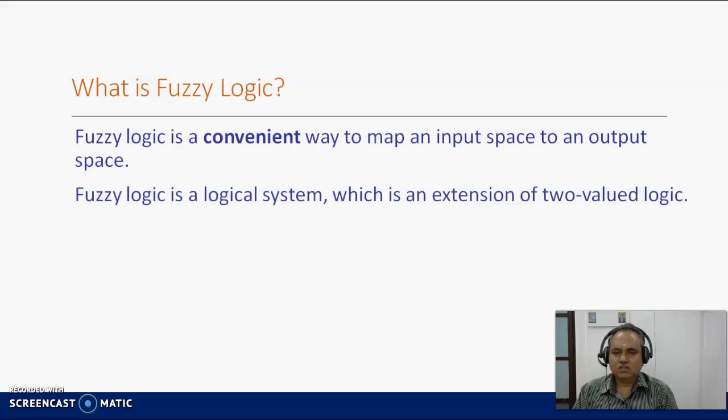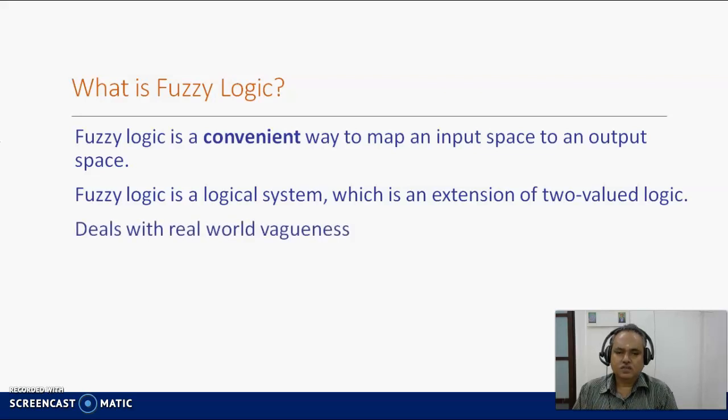Fuzzy logic is a logical system. There is no fuzziness in fuzzy logic. It is clearly proved logic and mathematically proved logic. It handles only the fuzziness present in the problem. There is no fuzziness in the fuzzy logic. It is an extension of two-valued logic or Boolean logic. Boolean logic can handle ones and zeros. Fuzzy logic can handle any number between 1 and 0.